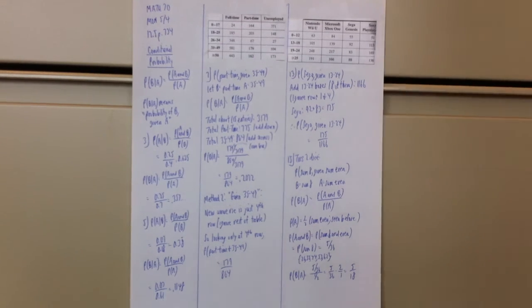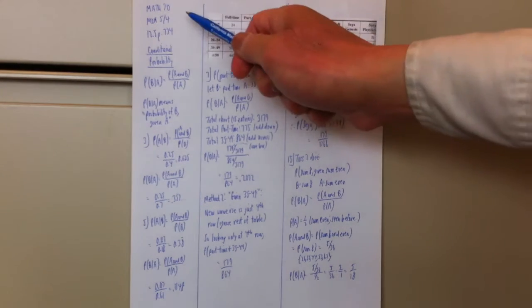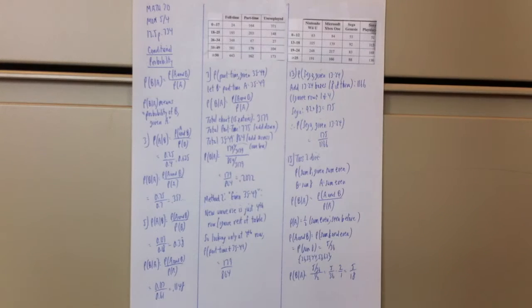These are notes from Melham's Math 70 from Monday, May the 4th, section 12.5, page 734. This is the last section of chapter 12, and in fact the last section of the entire course. We're doing something called conditional probability.